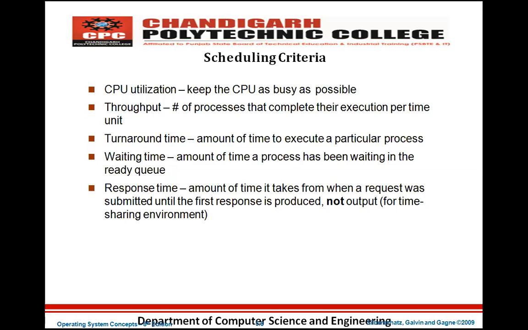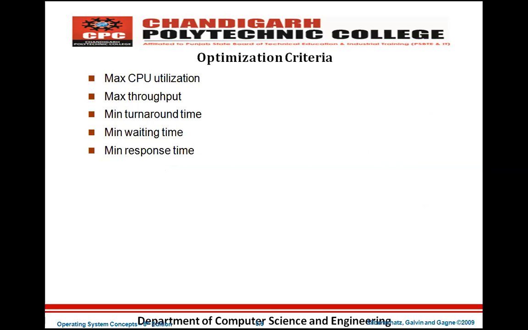Next is turnaround time. Turnaround time is the amount of time to execute a particular process, that is, the total time from the submission to the completion of the job. That is the amount of time to execute a particular job. And the turnaround time criterion will become minimum in the case of scheduling. We want to optimize this criterion by minimizing turnaround.